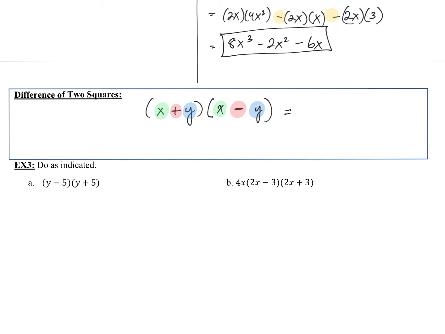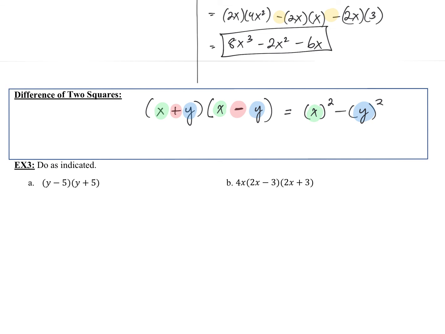The answer is going to be the first term squared minus the second term squared. Alrighty, let me go ahead and fill that out. So x squared minus y squared. How do we know this? Let's go ahead and prove it real quick.